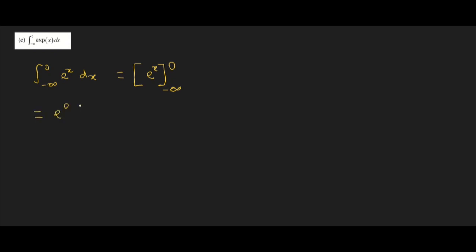First of all, integrating e to the power of x simply gives us e to the x. Now we need to evaluate that at its limits, so we have e to the power 0 minus, well, here we have to take a limit. We take the limit as x tends to minus infinity of e to the power x, and that is simply equal to 0, so we're left with the value 1.